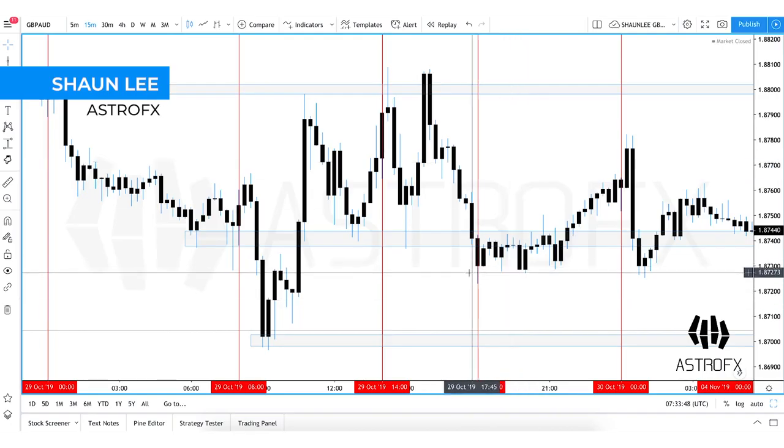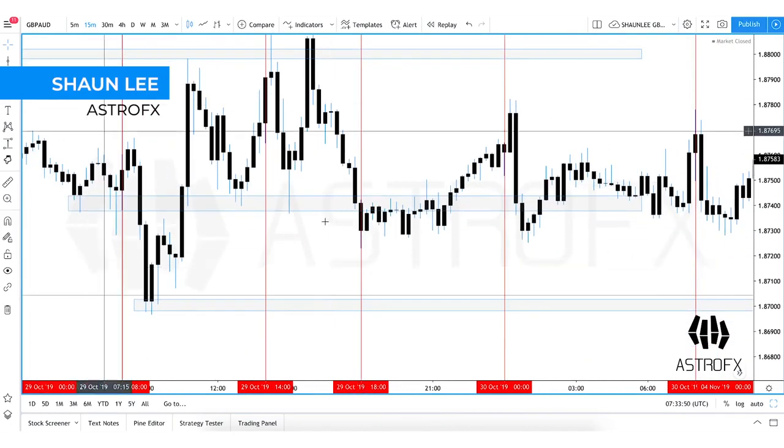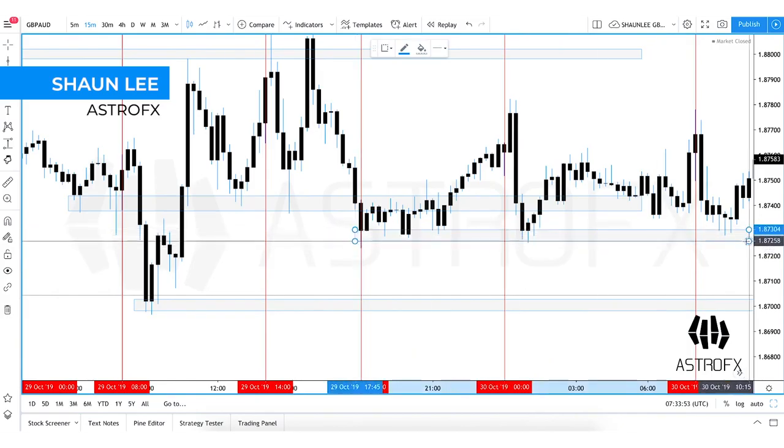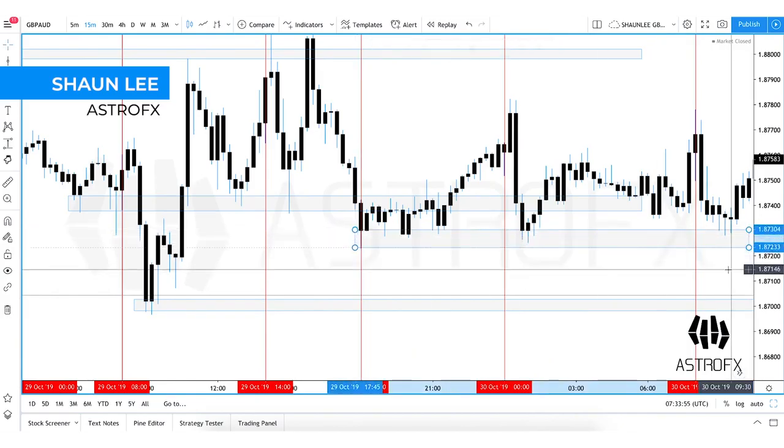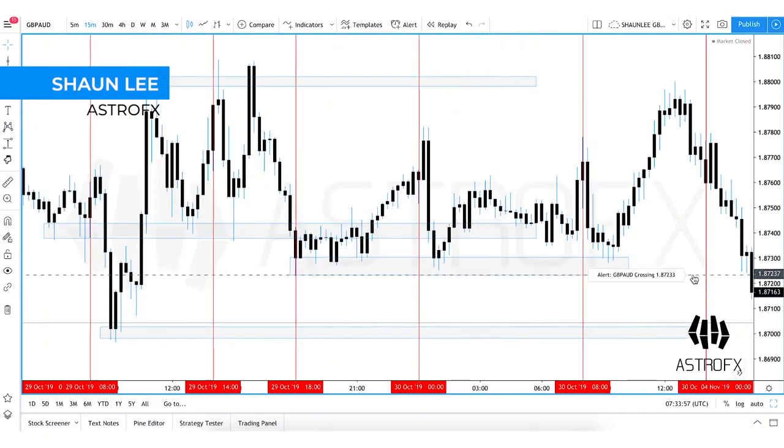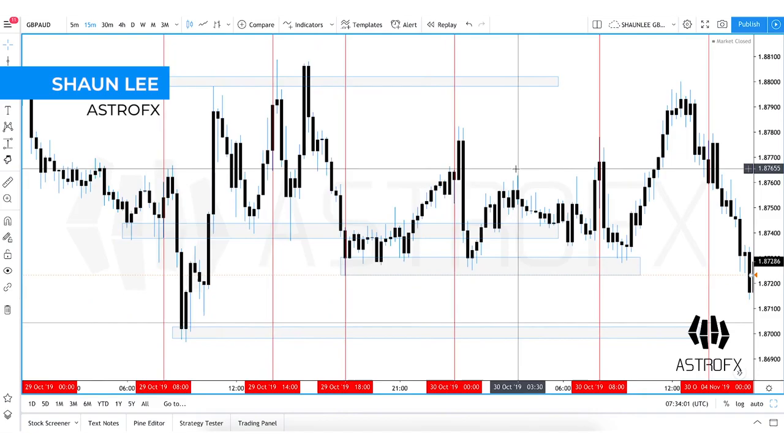And then here also, you know what? This is what you do. This is the US session low. Bring this across. See if the market respects that. Oops, I don't want an alarm there. Nope. For the next day or so.